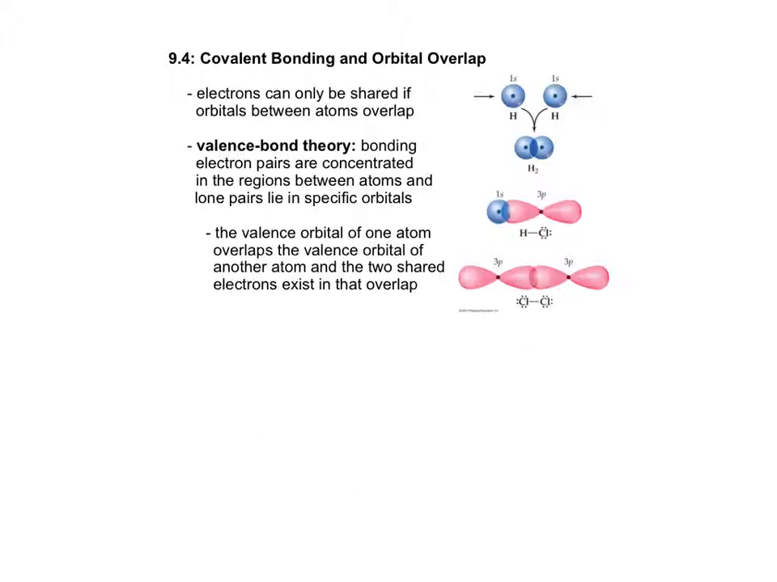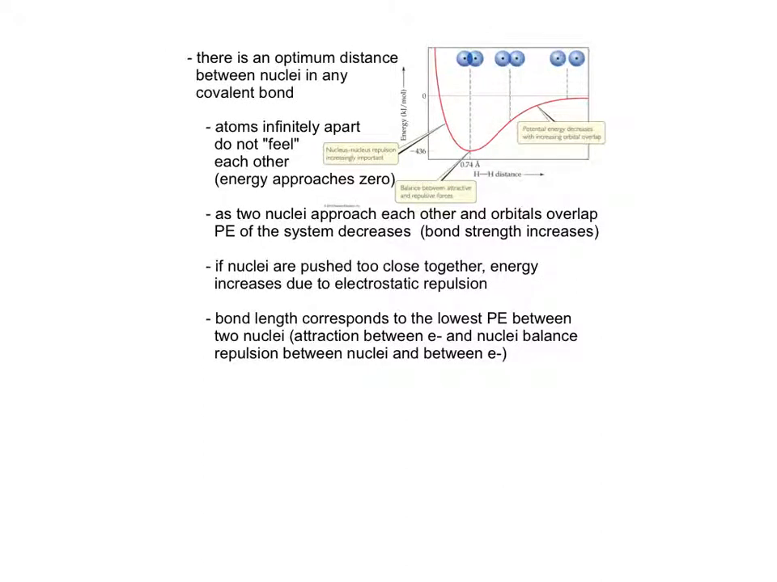This next slide really just codifies what we've already been talking about a lot with covalent bonds and electron sharing and things like that. Basically, the valence bond theory says that electrons are shared if their orbitals overlap. So in that area of overlap is where the electrons are going to be concentrated. Right in there. So within that bond overlap, there is an optimum distance between the nuclei in any of these covalent bonds.